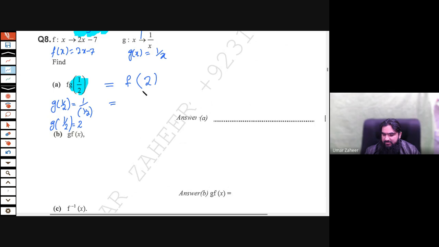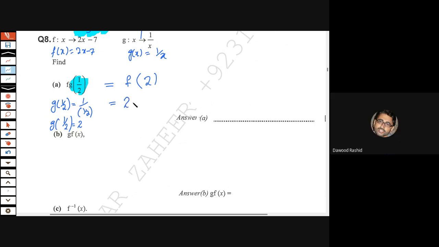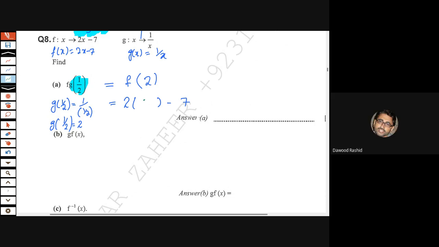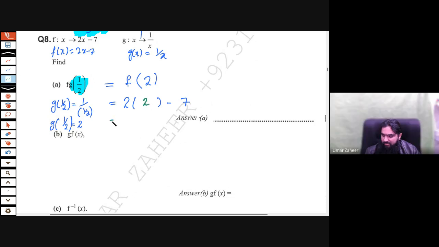Now what is the f function? 2x minus 7. And at the place of x, we have to substitute 2. 2 times 2 is 4. 4 minus 7 is minus 3.